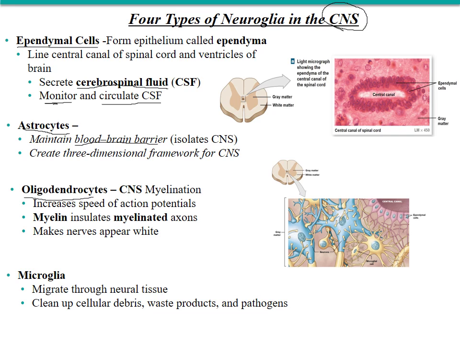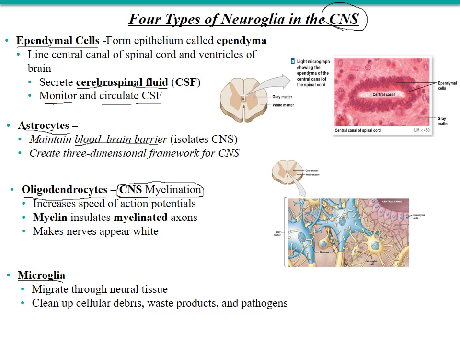The third cell that we're going to talk about is the oligodendrocyte. This is the cell that is responsible for myelinating axons in the central nervous system. The job of the oligodendrocyte is to increase the speed of the action potentials as they travel through these axons. It insulates the axons and it makes those nerves appear white. So when you look at the central nervous system, at the brain and the spinal cord, and you see areas that are white matter, those are myelinated axons, and they are nerves that are basically wrapped up with oligodendrocytes.